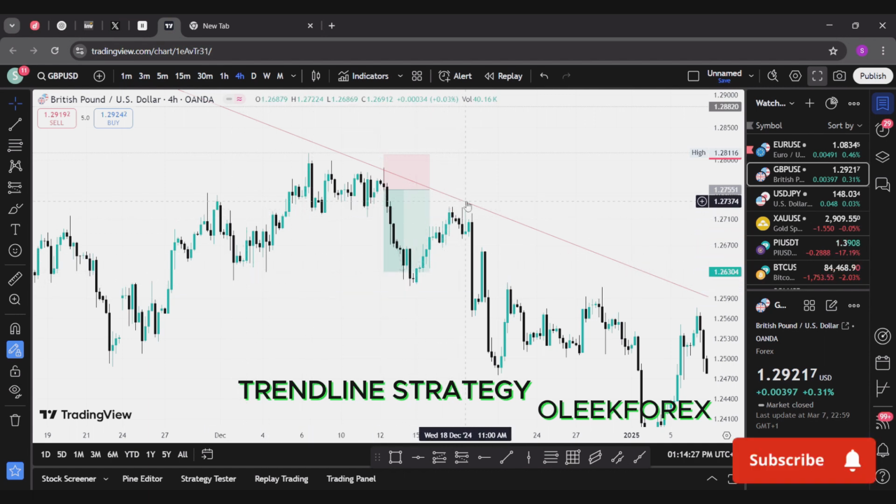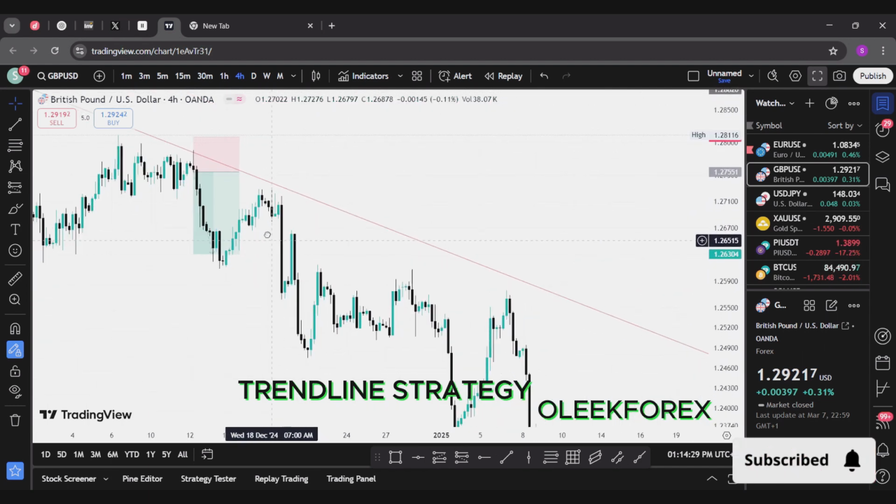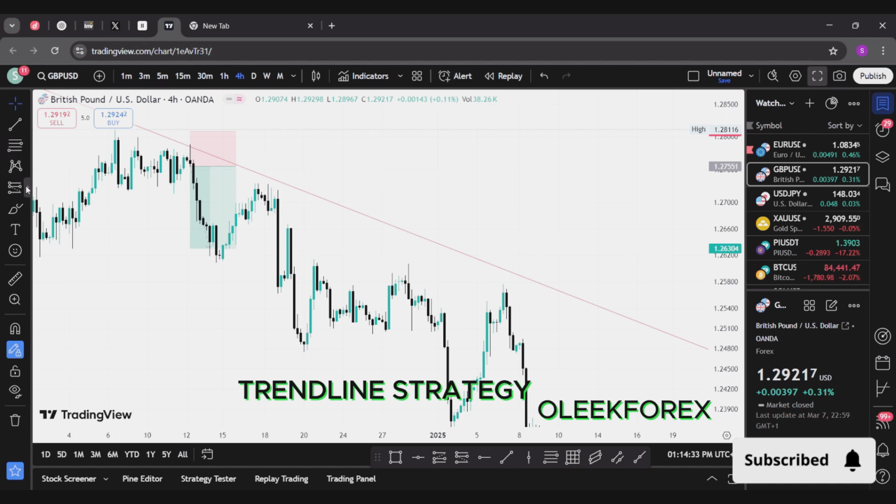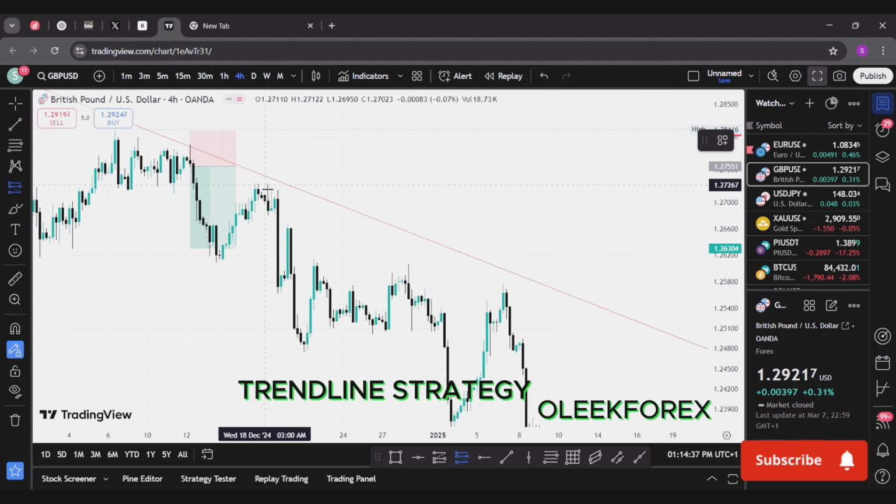As you can see, the same thing happens here. You can basically make money from here. You can see it came back. It was not able to go back to the trend line, but look at the rejection. You can see, take your trade here.